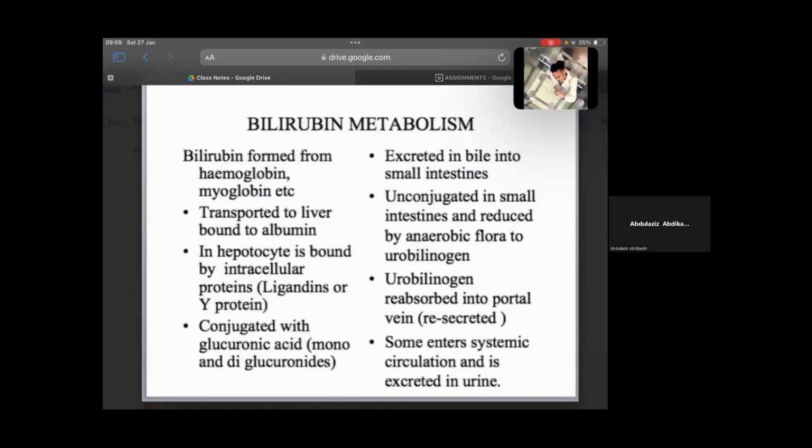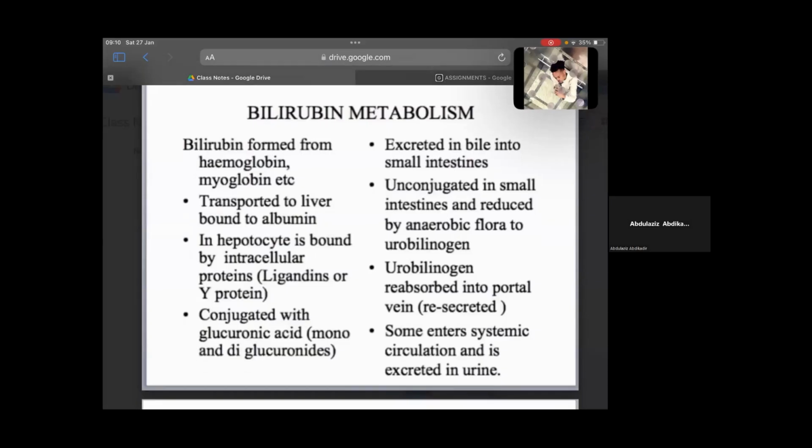Then when it goes to the small intestine, it gets deconjugated, then it gets reduced into urobilinogen. Urobilinogen goes back through the portosystemic shunt. There's that recycling: it comes, it goes, it returns, and there's a cycle. Then some enters the systemic circulation and is excreted. So remember, it comes via albumin, intracellular proteins, conjugation. This is an essay that I feared during my time that may come, so you need to focus here.